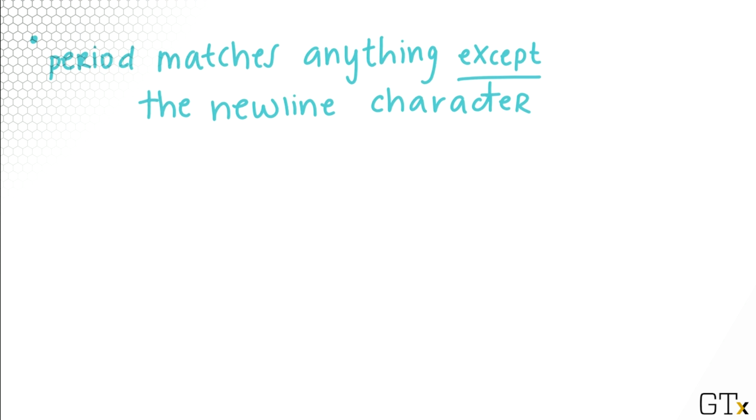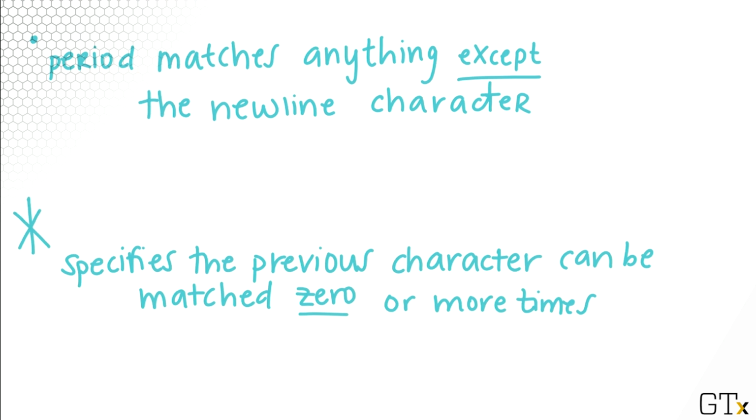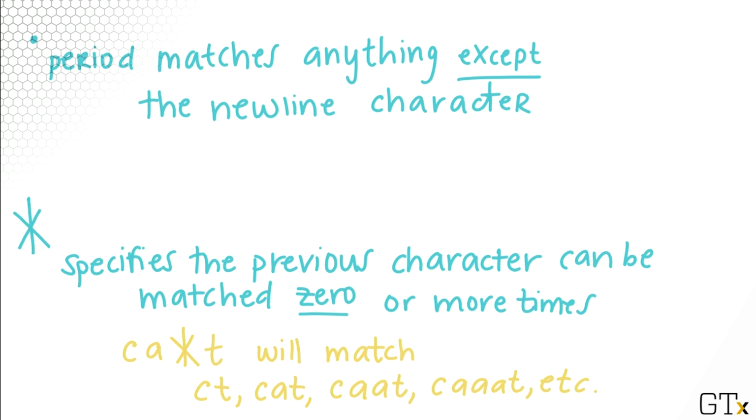The next special character is the period. It is used to match anything except a new line character. The last metacharacter that we will discuss is the asterisk. This character specifies that the previous character can be matched 0 or more times. An example using this is CA*T. This says that the A can be matched 0 or more times.